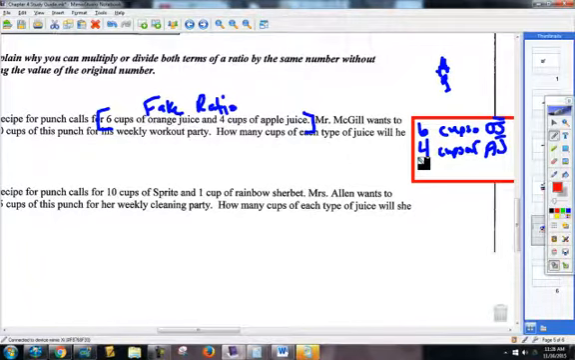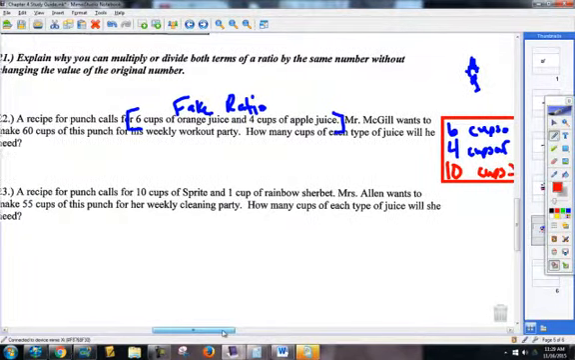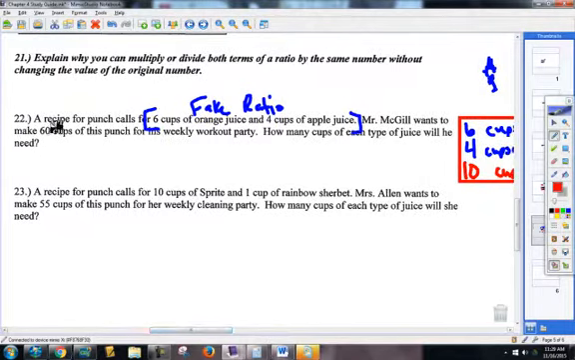What other piece of information do I know? That the whole drink is 10 cups total. Does everybody understand that? Okay, I know that there are 10 cups total. Well, Mr. McGill has some people over to his house. He needs to make 60 cups of it.